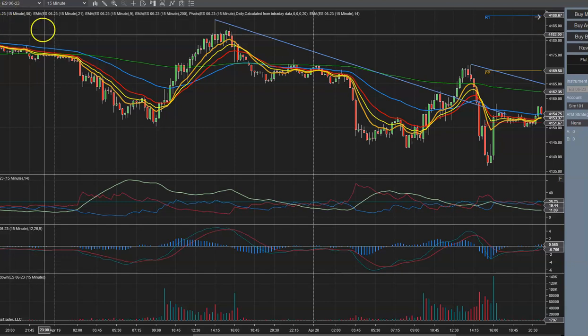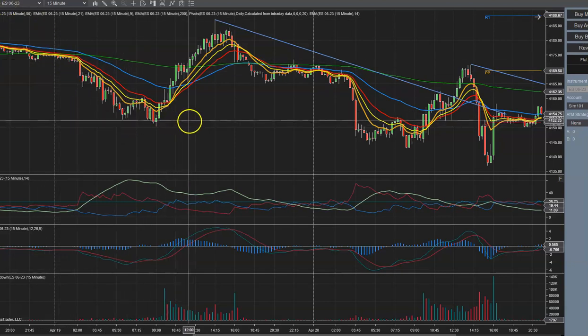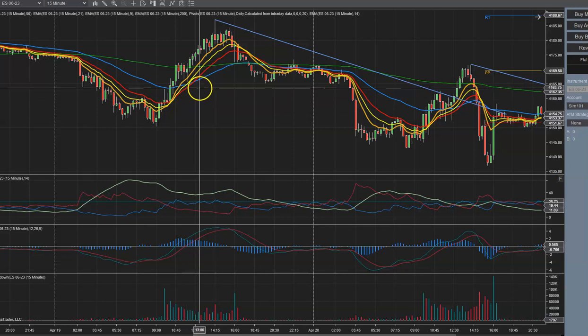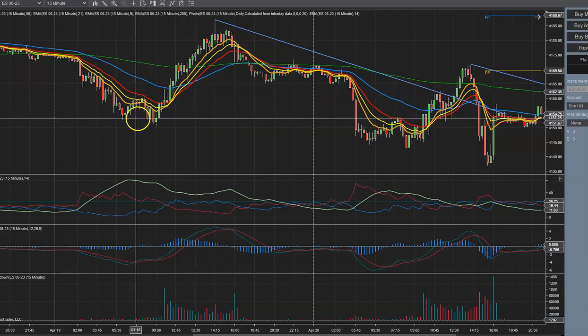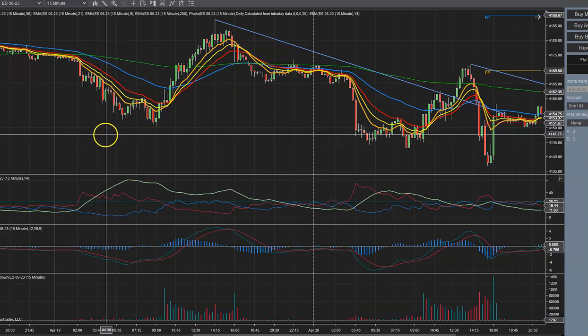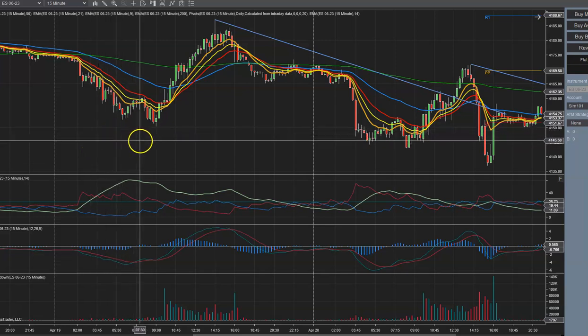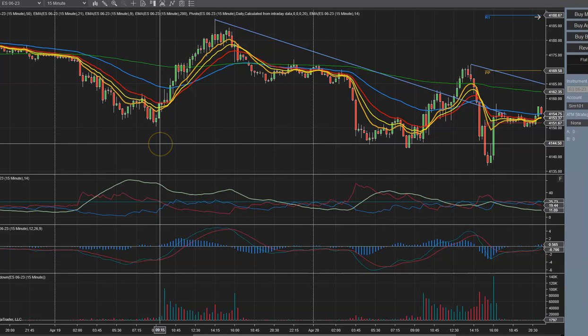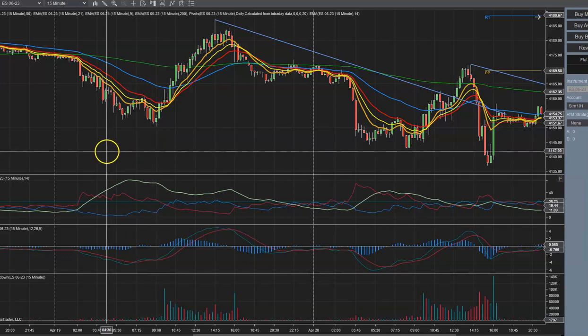I'm mainly making this for myself. I may publish it later to let other people see it too. It's just something that I use, but I was subconsciously using it, and now I'm really going to focus in on it to try to catch a turnaround and keep myself out of the chop.